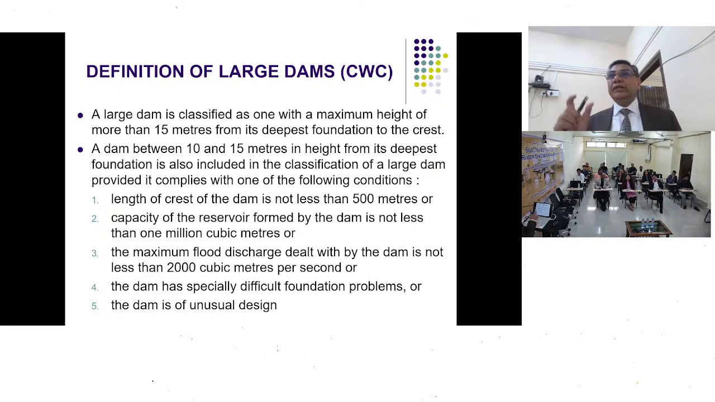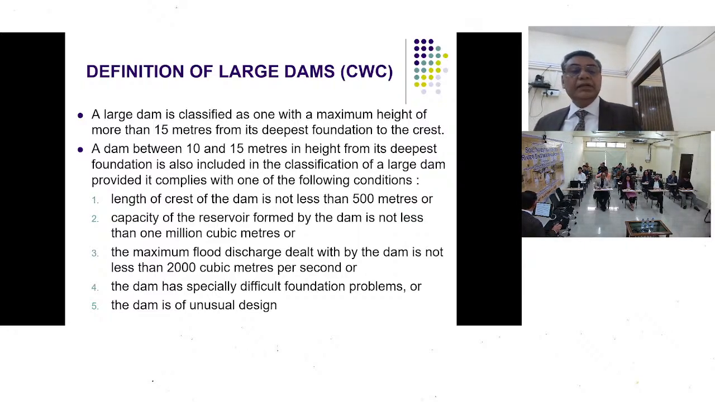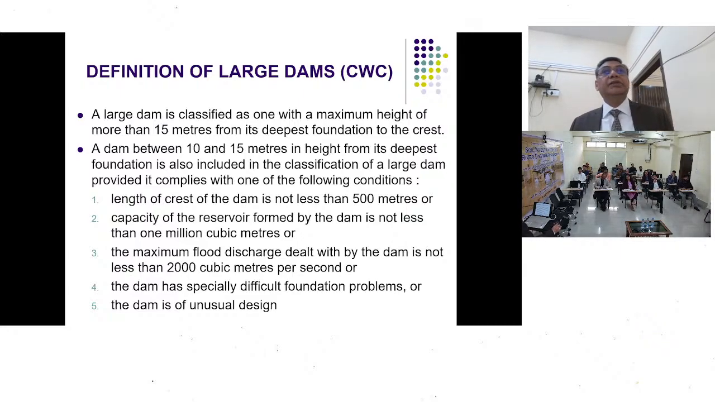There we were talking only of one condition about the reservoir, but the Central Water Commission, looking at the structures which are coming up in our country, further classified that a dam which has a crest length of not less than 500 meters will also be classified as a large dam. Or the capacity of the reservoir formed by the dam is not less than 1 million cubic meters. There we were talking about 3 million cubic meters, but here we classified them as 1 million cubic meters. Or the maximum flood discharge dealt with by the dam is not less than 2000 cubic meters per second, or the dam has especially difficult foundation problems, or the dam is of unusual design.